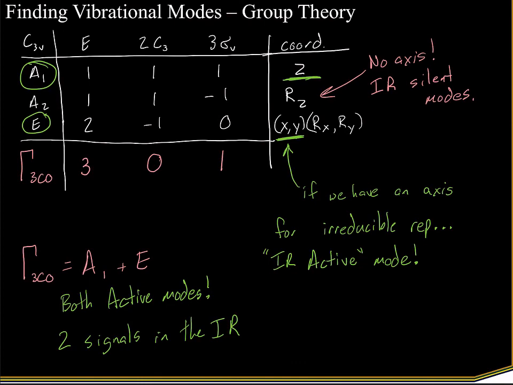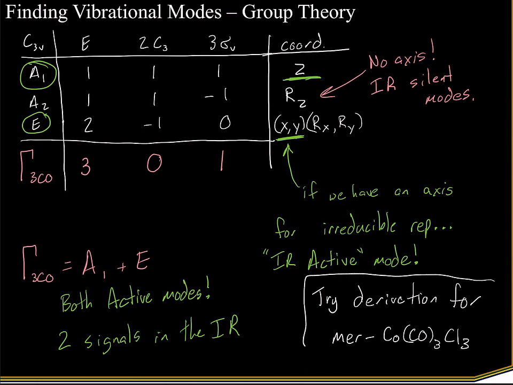So now what you should do while you're practicing and this is still fresh is try the same derivation for the meridional isomer. Go and try this as you're practicing and see what you come up with. Would IR actually tell you the difference between a facial and meridional isomer using group theory?